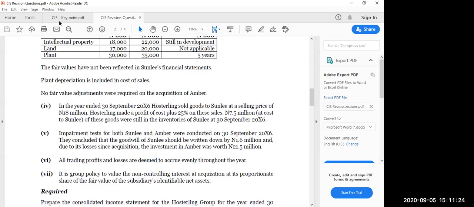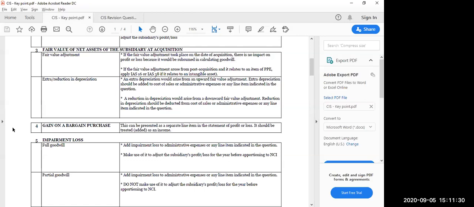So what does the key point say about impairment loss? How do we handle impairment loss? Simple. We are expected to add the impairment loss to administrative expenses or any line item indicated in the question. In practice, most times, impairment losses are seen as part of administrative expenses. They are usually classified as such. Well, if the question states otherwise, please don't create your own rules. Just obey. Add it to the particular line item required by the question.